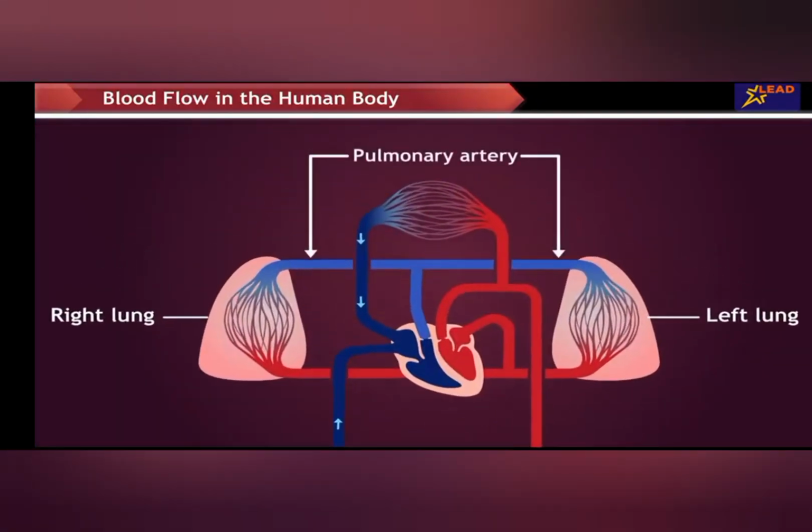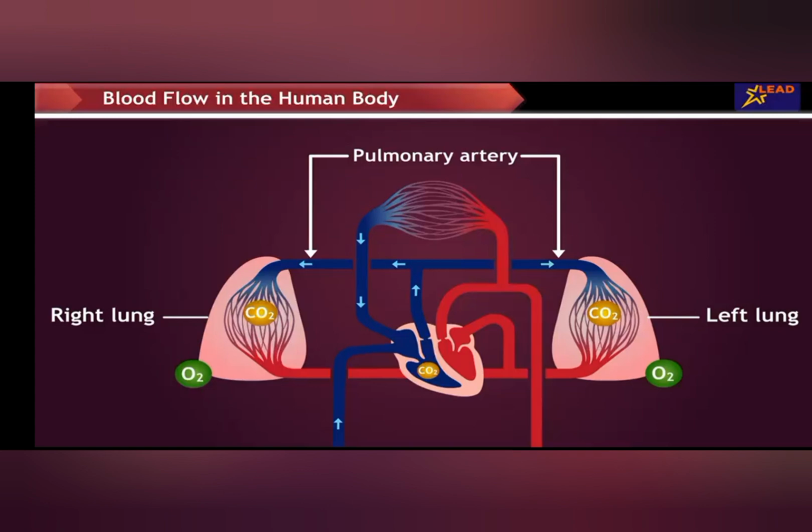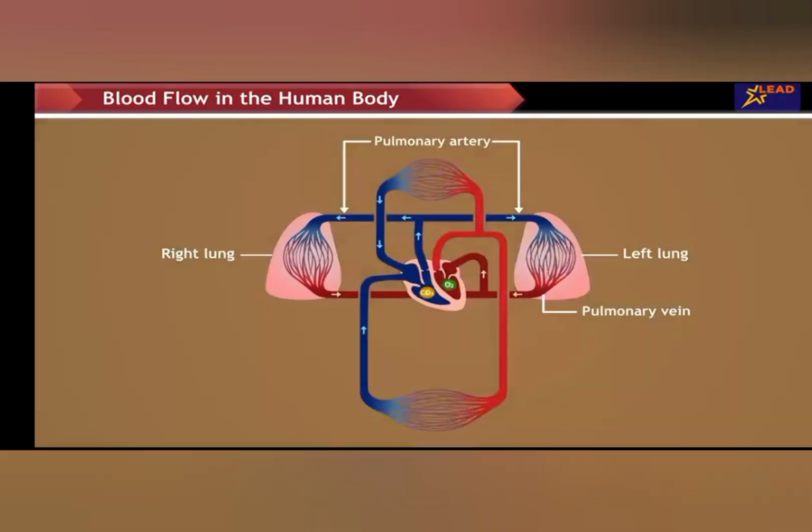The pulmonary artery branches into 2 arteries, which go into each lung. The carbon dioxide-rich blood flows through the pulmonary arteries into the lungs. In the lungs, it exchanges carbon dioxide for oxygen. Now, the oxygen-rich blood flows through the pulmonary vein into the left atrium, and the cycle continues.